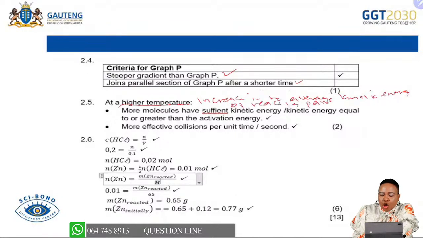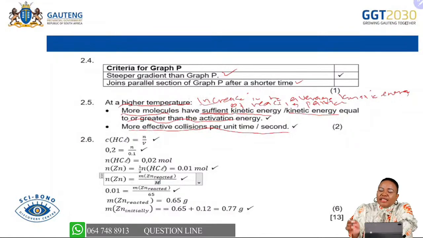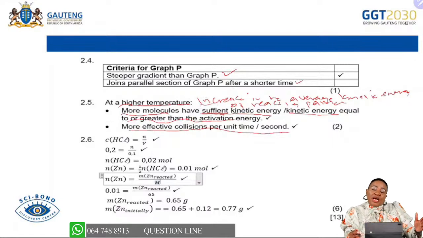That is the first thing. So there will be more particles with sufficient energy that is equal to or greater than the activation energy, and there will be more effective collisions per unit time. So even if you said an increase in temperature increases the average kinetic energy of reacting particles, that is the first thing that you're going to mention, because that is what the temperature does as you compare it with other different factors that affect the rate of reaction.